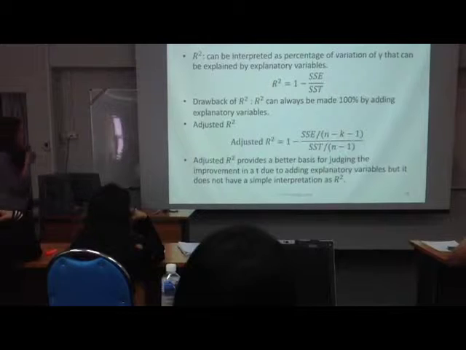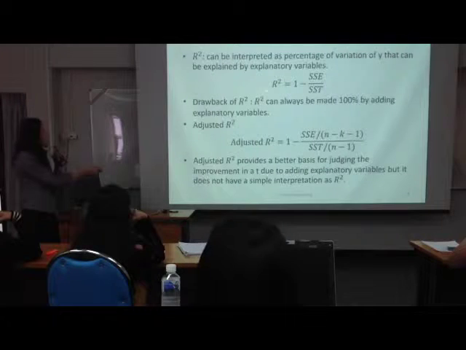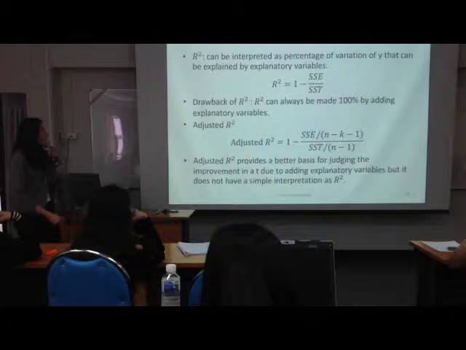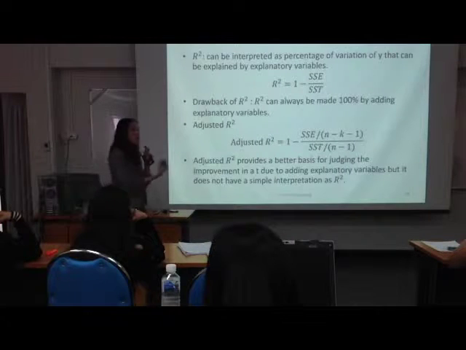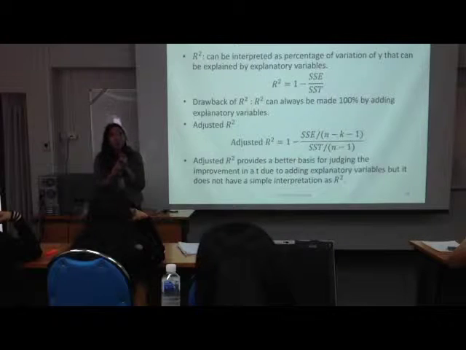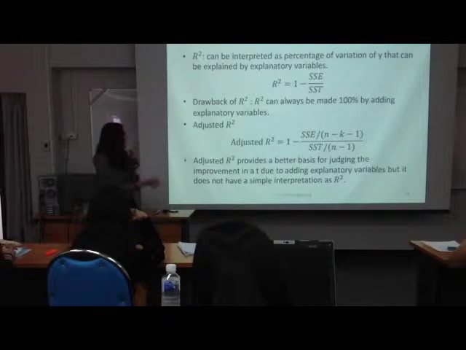The adjusted R square helps improve on R square and eliminates this drawback. If you include an explanatory variable that has no relationship with y, you will probably get a lower adjusted R square.